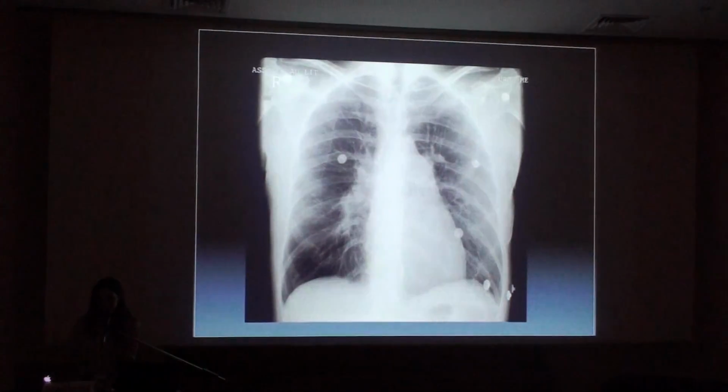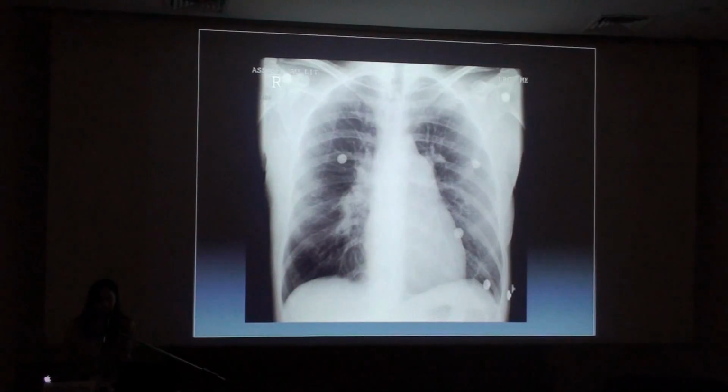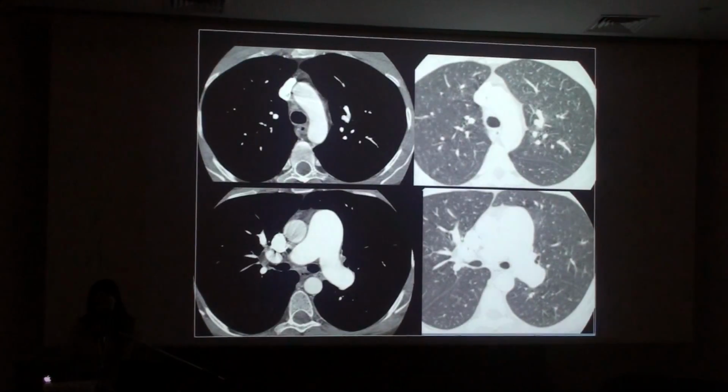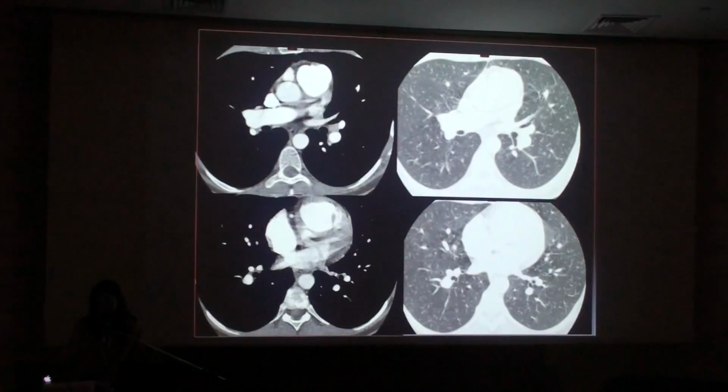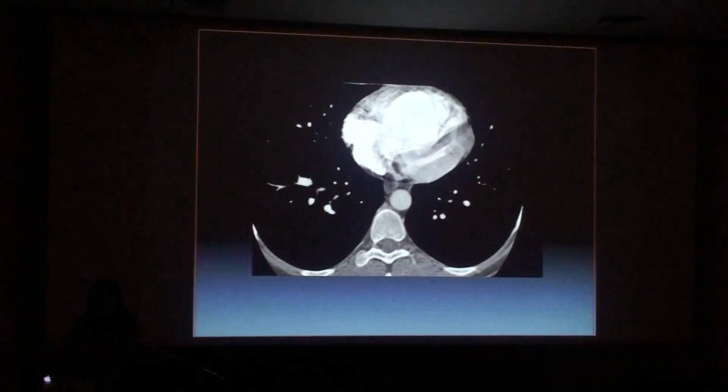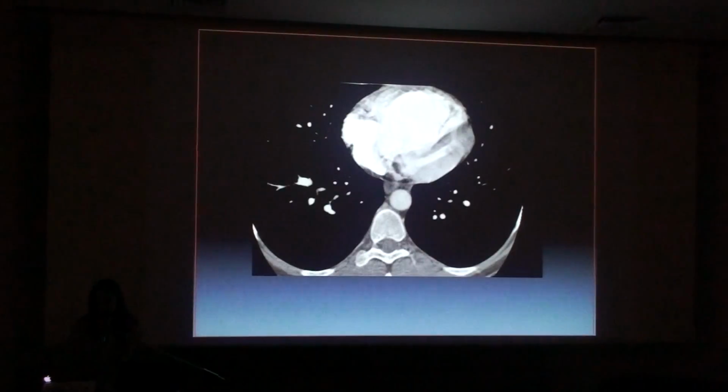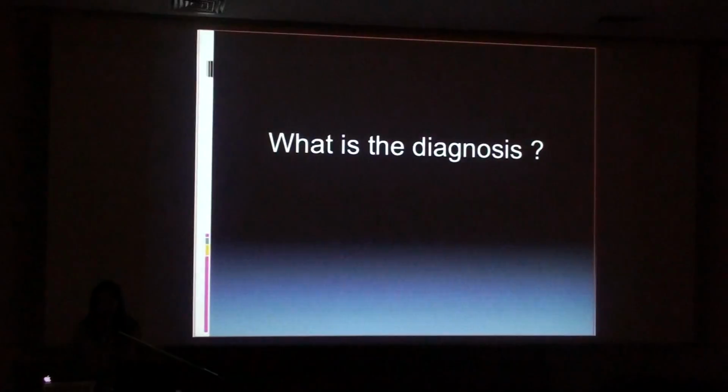So first, we have the chest X-ray. I am going to let you a few seconds to look at the pictures. Do you have an idea about the diagnosis?